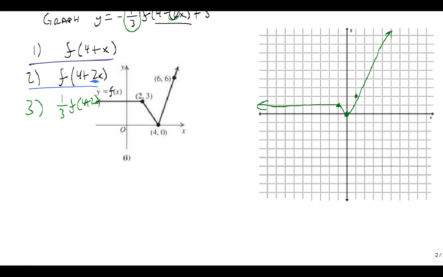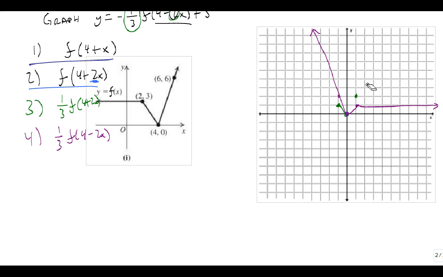Now that we're here, we're going to take step 4, and we're going to deal with our reflections next, first our inside reflection. So we're going to do 1/3 f of 4 minus 2x. So this point really goes here, and this point really goes here. The (0, 0) stays right where it's at. But now I get this line instead. I've reflected it over the y-axis, and now that the green is gone, we get our new graph. We've reflected this one.